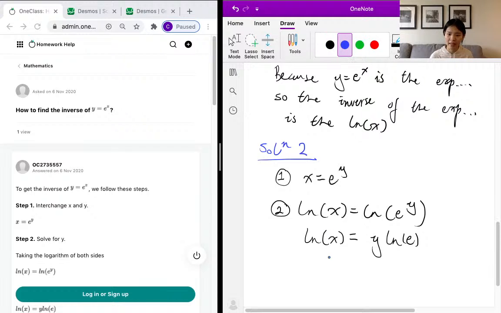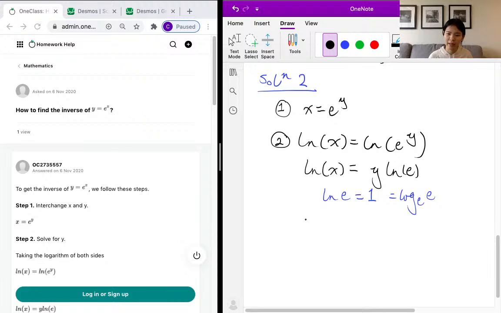Also, we know that ln of e is actually 1 because ln is a special type of logarithm with base e, and we know that log of e with base e is just 1. So in this case, ln of e equals 1. So we have ln of x equals y times ln of e, which is 1. So we have y equals ln of x. Perfect. And now we're done.